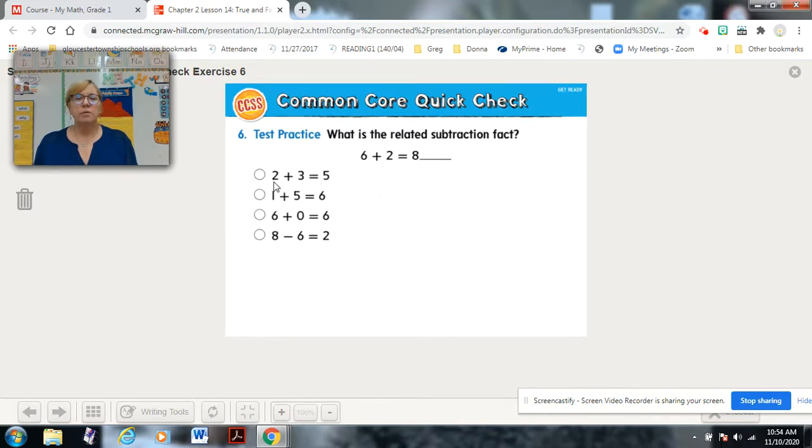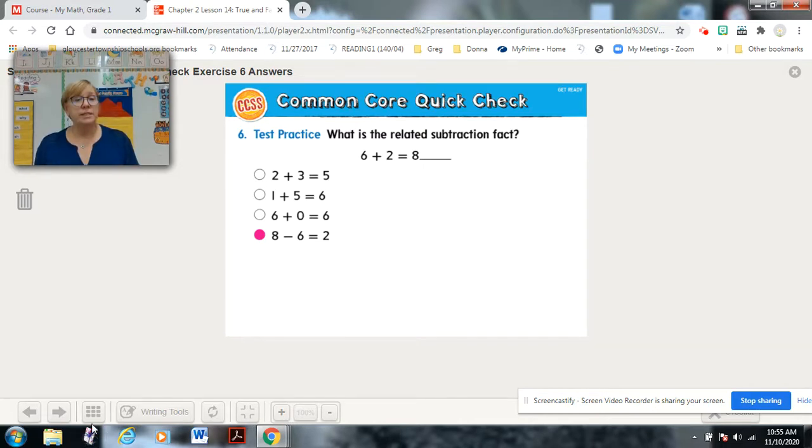All right, so let's try this. 6, 2, and 8. Well, there's a 2. Does it have a 6? No. Does it have an 8? No. Can't be that one. 1, 5, 6. No, it only has 1. Let's see. This one has 6. It actually has 6 2 times, but it has a 0. And it really should only have 6 one time because 6 is up here only once. Let's look at this one. 8. Yep, there's an 8. 6. There it is. And a 2. I'm going to say it's this one. Let's check. Yep. 8 minus 6 equals 2. They are related.